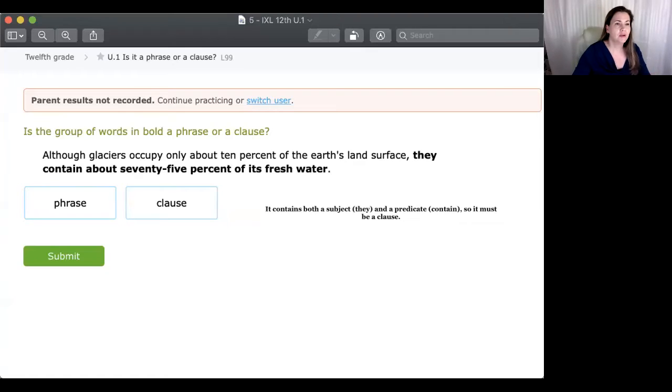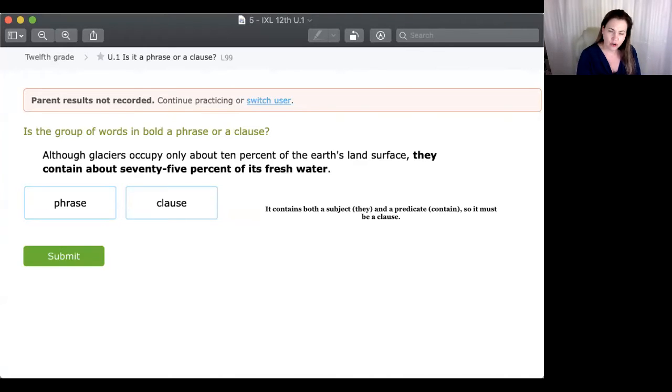Okay, so this example comes to us from the 12th grade, U.1. Is it a phrase or a clause? The question says, is the group of words in bold a phrase or a clause? So first we want to go ahead and read the sentence and then we focus on what's in bold. Although glaciers occupy only about 10% of the Earth's land surface, they contain about 75% of its fresh water.